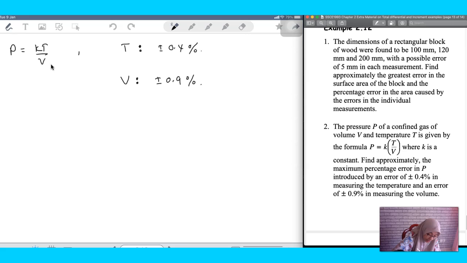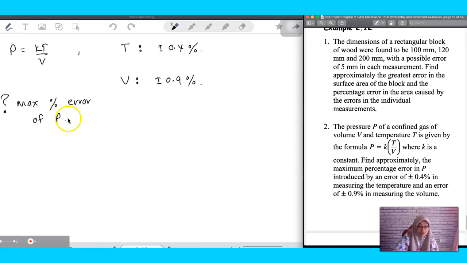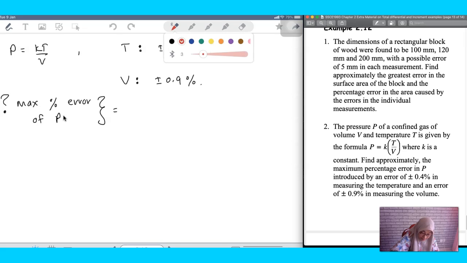Now what is the question? They ask us to get the maximum percentage error of P. So how can you convert this into mathematical symbols?